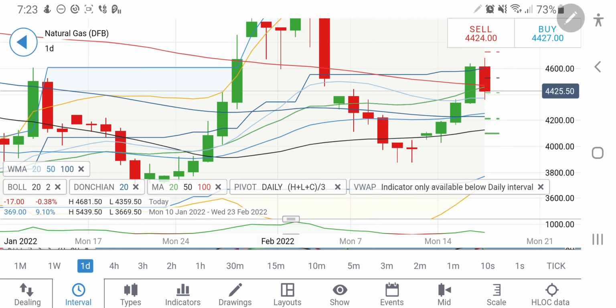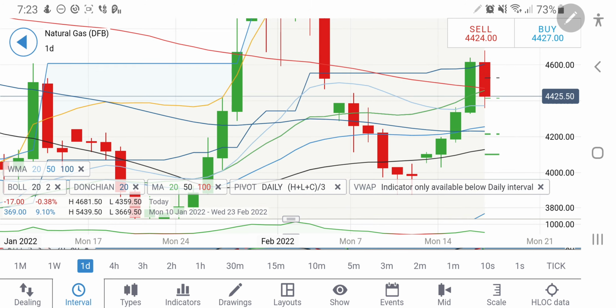Indicators here: the 20 moving average and the 100 moving average are giving it resistance here at 4450 or 4500 levels. Now it has to break past 4500 for natural gas to resume a bull run. Also look at this, the 20 exponential moving average giving it support at 4380.